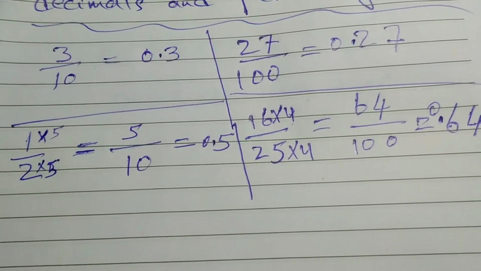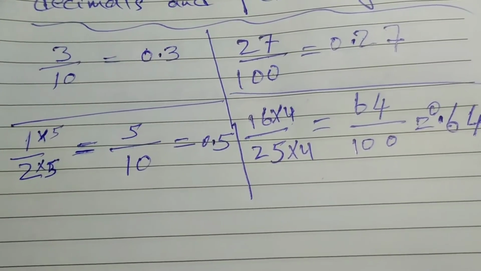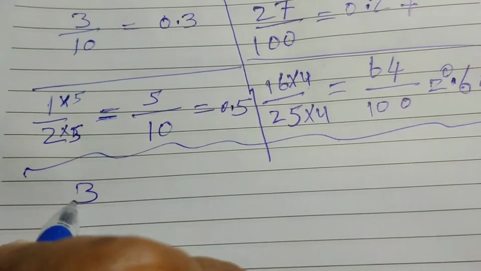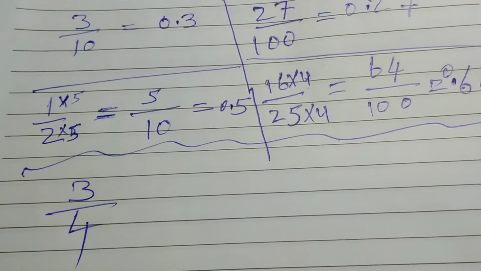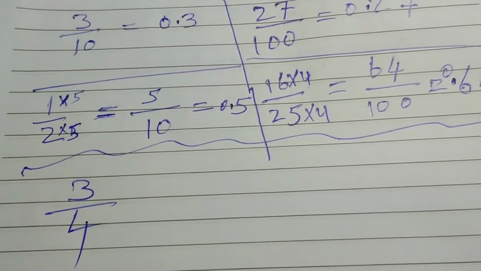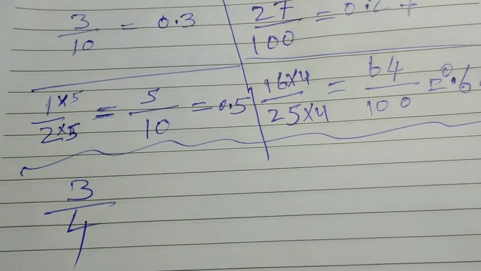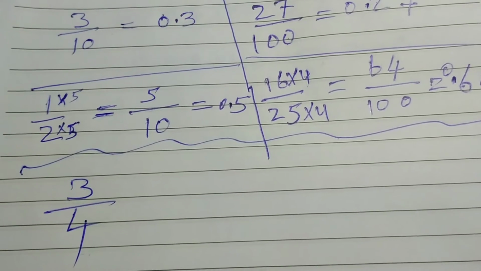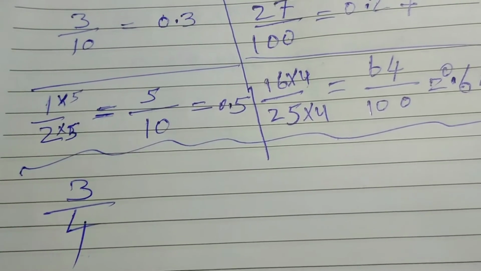Okay, my dear. So there are some questions. For example, look here, my dear. 3/4. 4 is less than 10. We will try to make 4 into 10. 4 times 2, 8. 4 times 3, 12. We cannot make 10. So in such types of questions, what will we do?